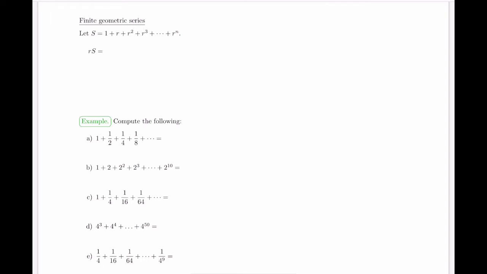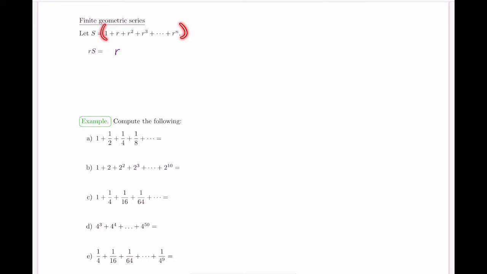Let's try to derive the formula. In order to derive the formula, I'm first going to think about what rS looks like. If I take this entire sum and multiply it by r and open up the brackets, let's take a look. r times 1 is going to be r, so I'm going to write it under the r term here.